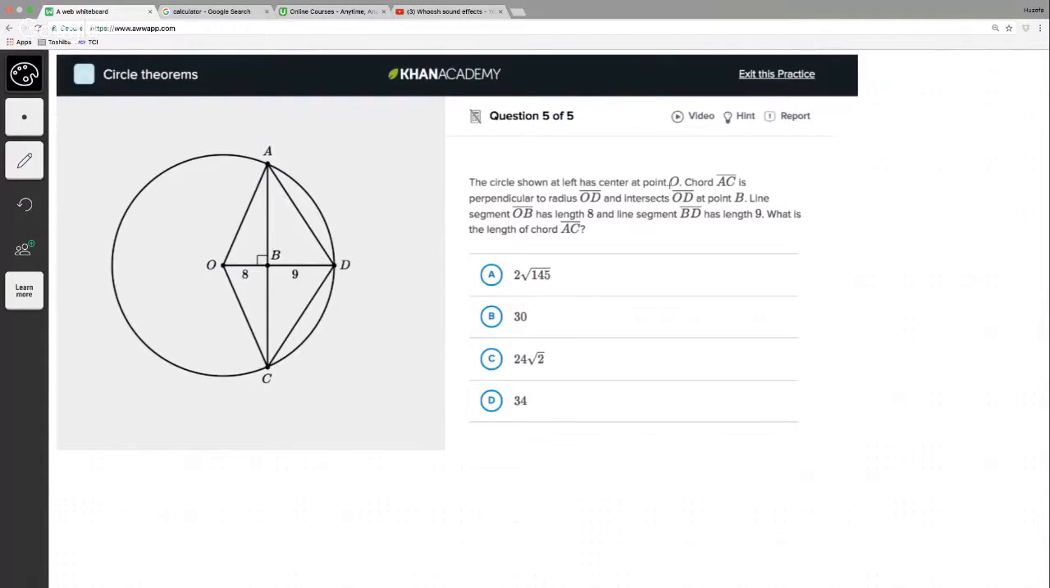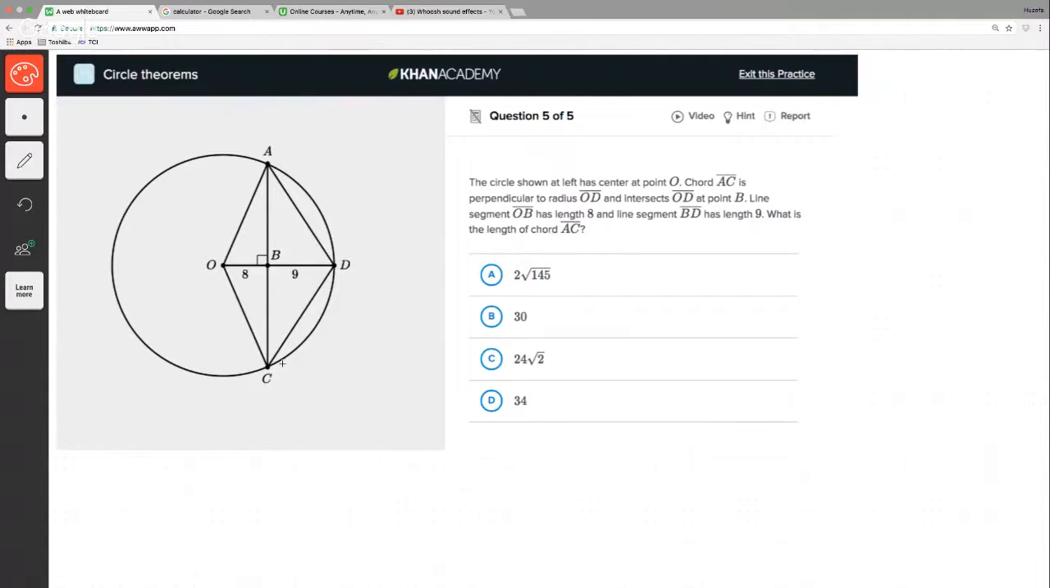The circle shown at left is centered at point O. Chord AC is perpendicular to radius OD and intersects OD at point B, right? Line segment OB has length 8. And line segment BD has length 9. What is the length of chord AC? We're trying to find AC.